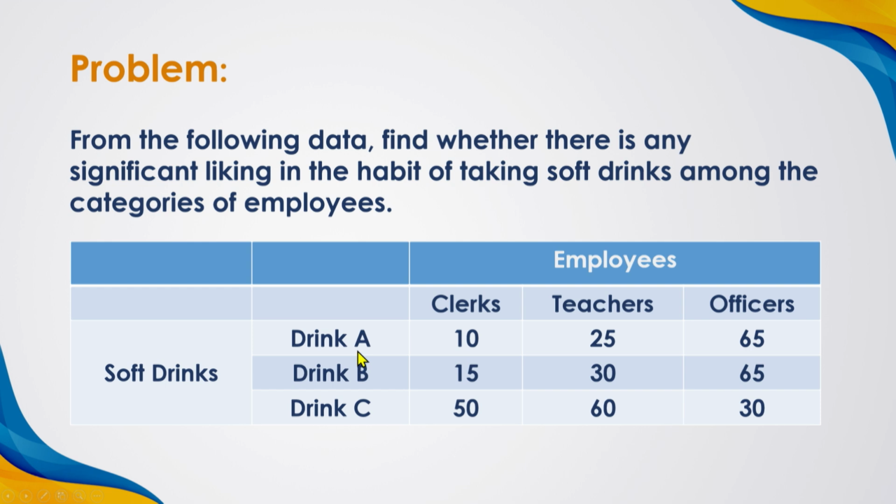As mentioned earlier, your numbers will speak two representations. Now we can see that the 10 speaks about 10 clerks who like soft drink A, whereas the 25 represents that 25 teachers like drink A, whereas the 65 represents that 65 officers like drink A. Like that you can interpret each and every number. That is, the 30 says that 30 officers like drink C. You have to understand this with your contingency table.